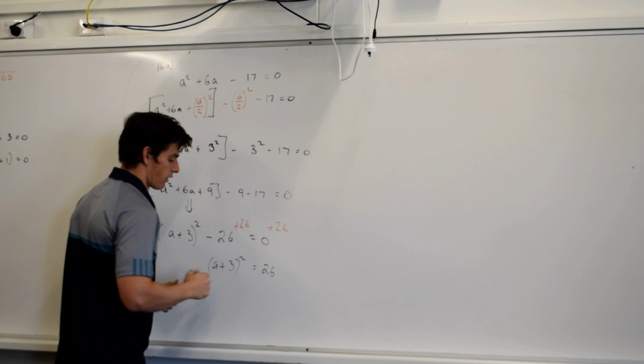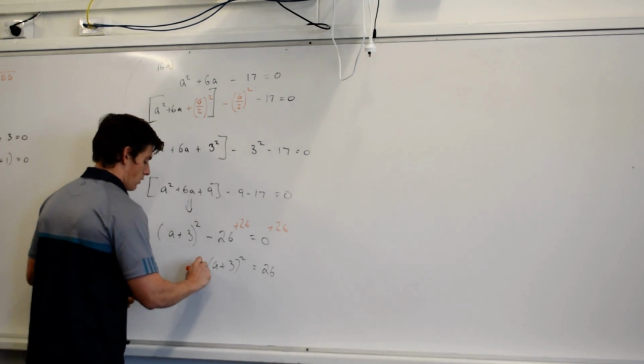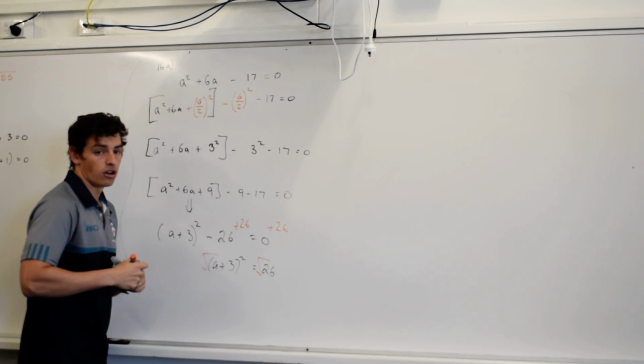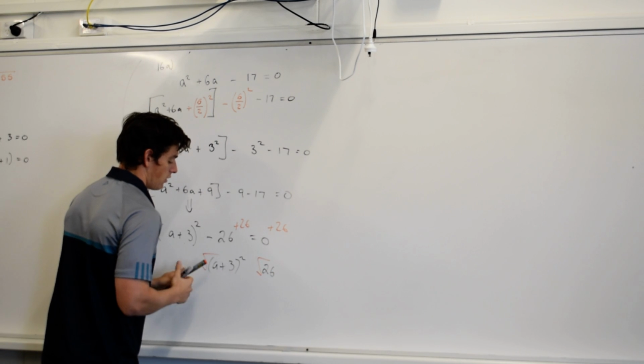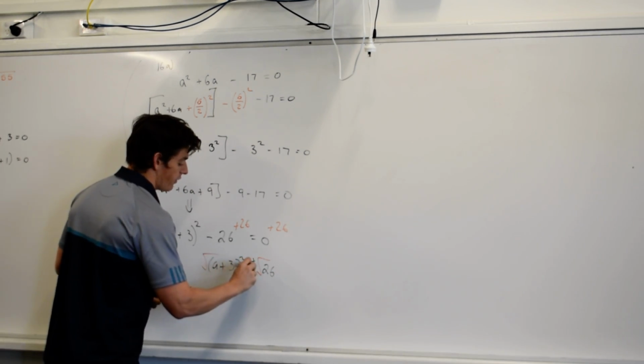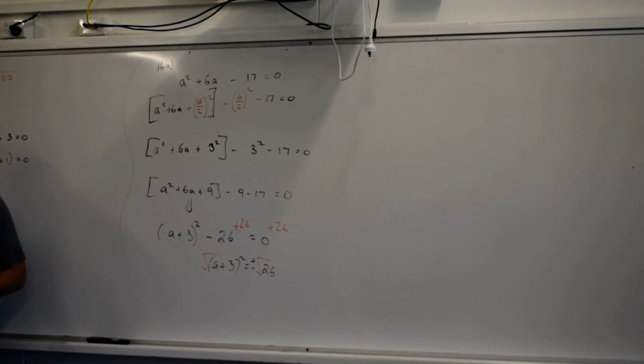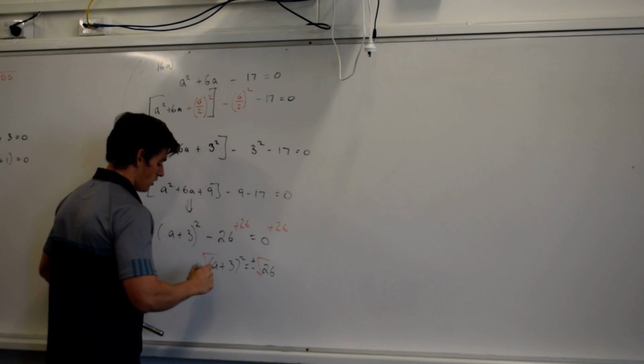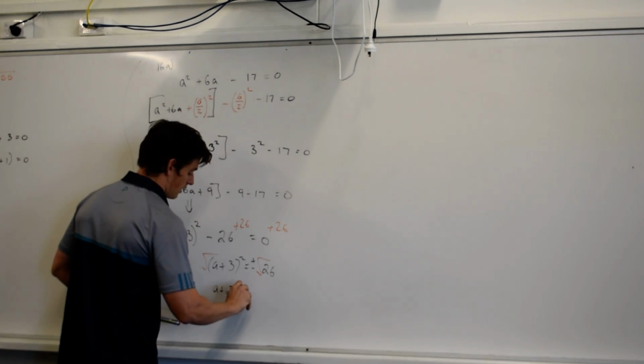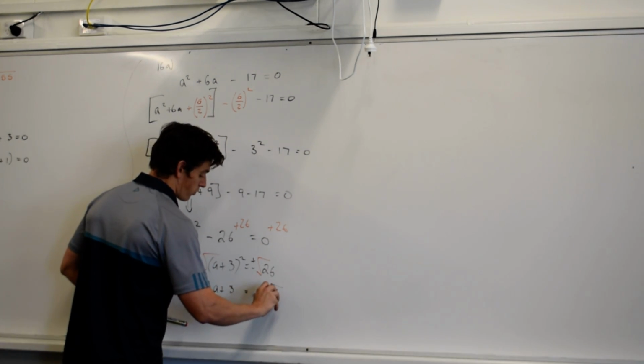equals 26. How do I get rid of a squared? Square root. Now this is the trick. I have both a positive and a negative square root value. That gives me how many solutions? 2. Which is what we'd expect for most of our quadratics, correct? Yeah. So now I've got a plus 3 equals the positive and minus square root of 26.